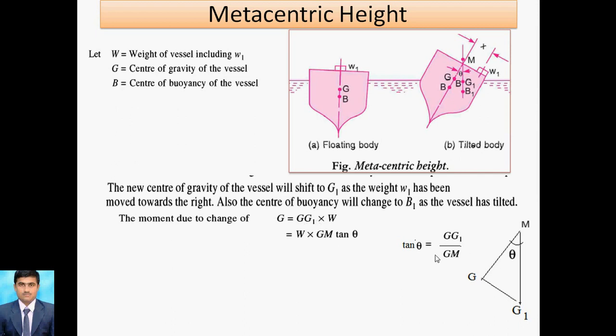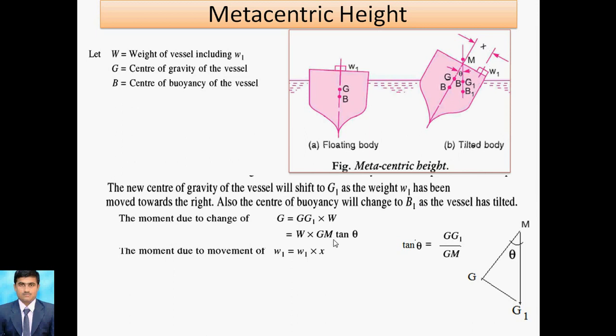Okay, so GG1 is instead of we can write GM tan theta. Now we take the moment against this W1, because W1 is shifted to the right hand side, so that's why W1 into X. So in the first point we take the moment against the capital W. Second, we take the moment against the W1, that is the center of weight. So this is W1 and we take this W1 into this distance, that is X. Okay, so W1 by X.